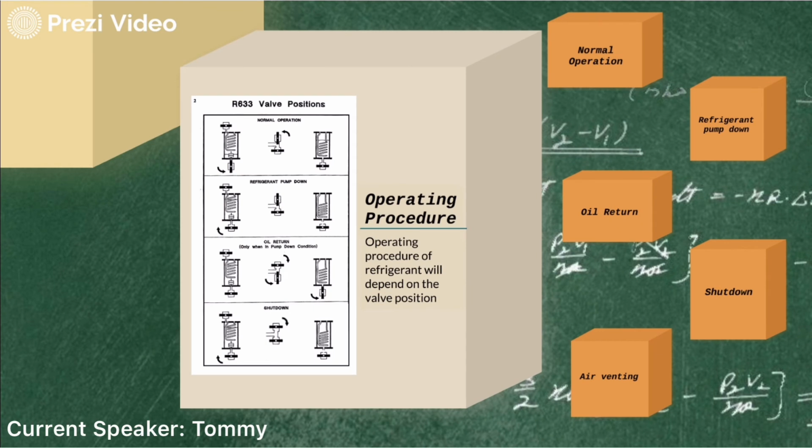Next, we move on to the operation procedure of the refrigeration system. The operating procedure of the refrigeration system will depend on the valve position. There are 5 valves in total for the system, and there are 4 main operations, which are normal operation, refrigerant pump down, oil return, and shutting down. And there is one more additional operation, which is air venting. The configuration of the valves for different operating conditions can be seen in the picture.